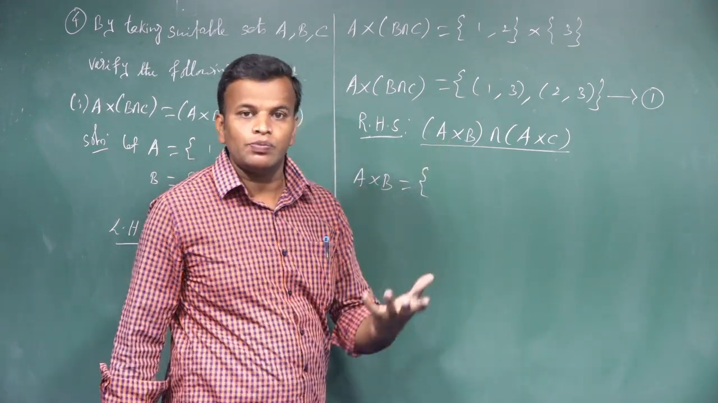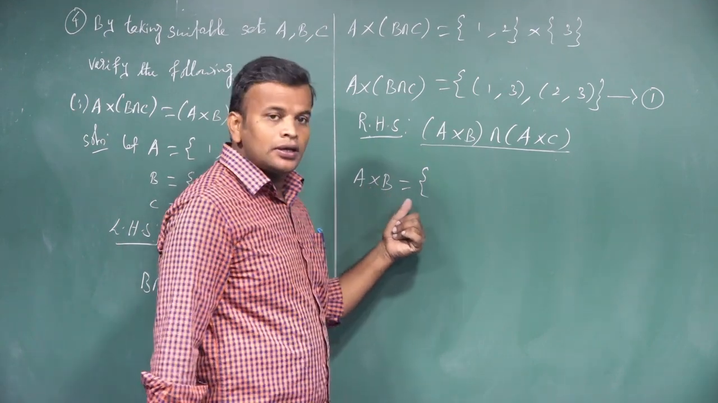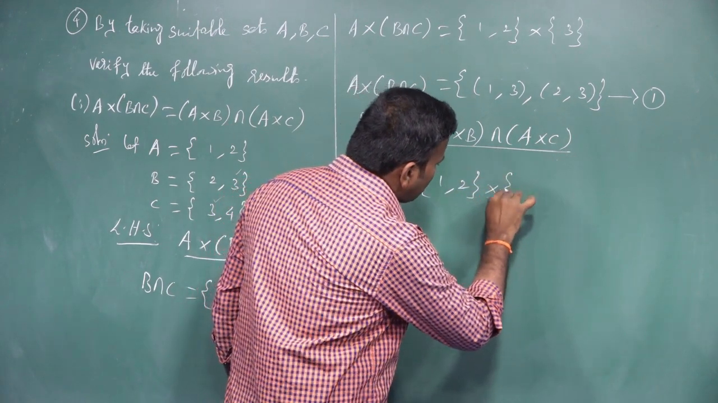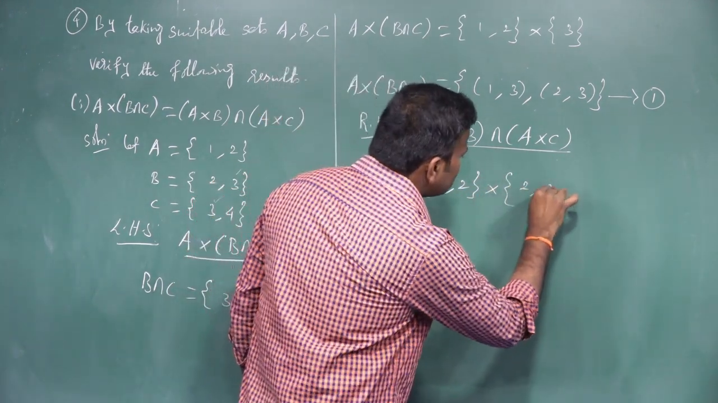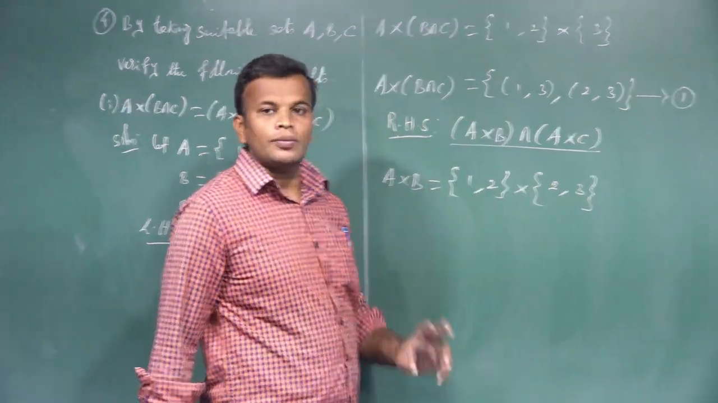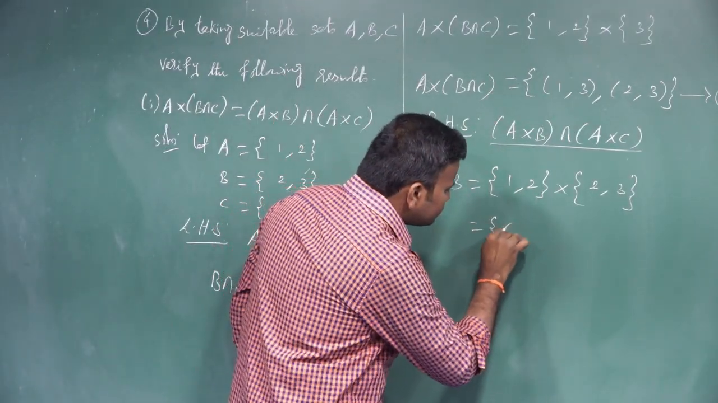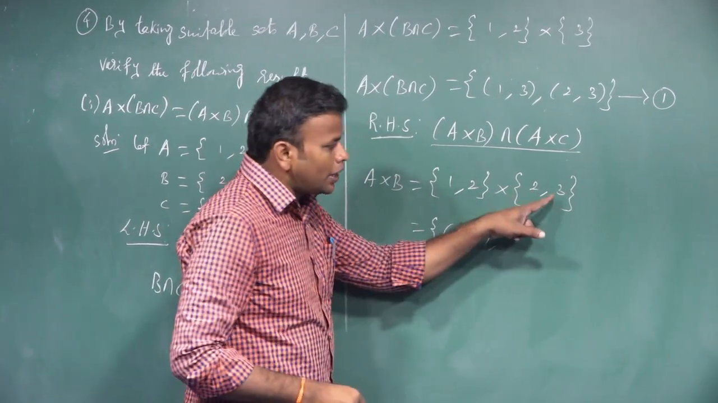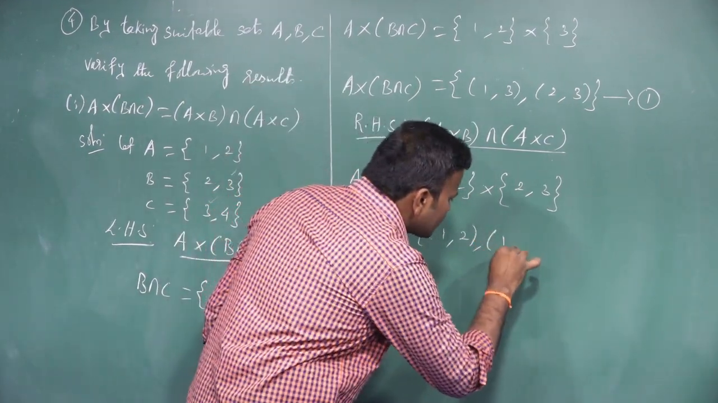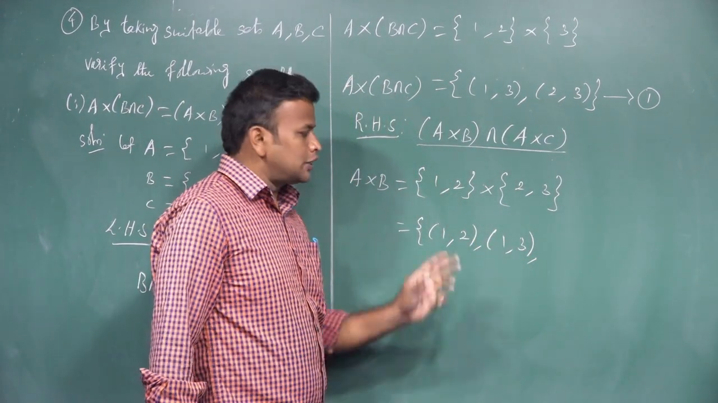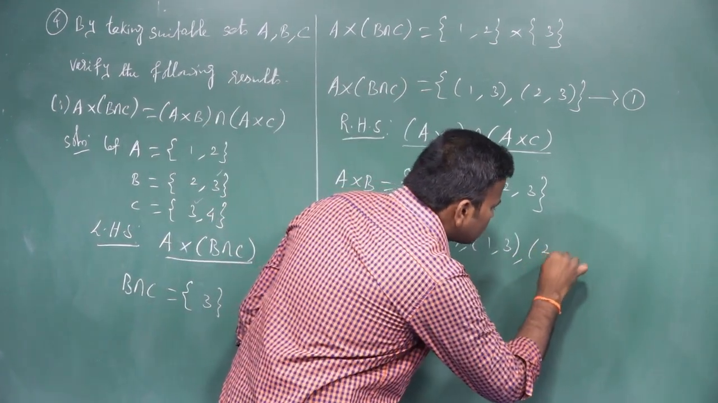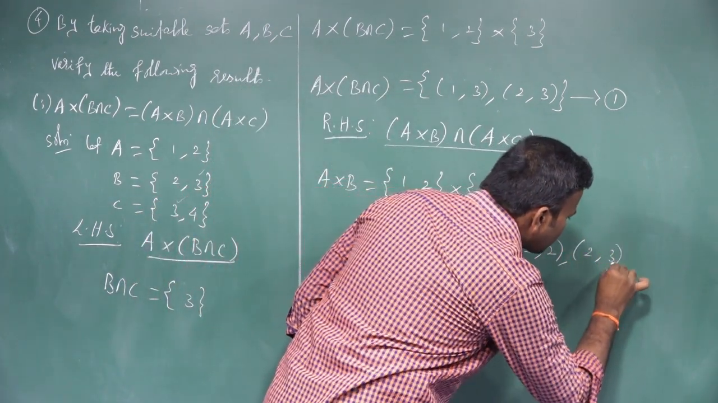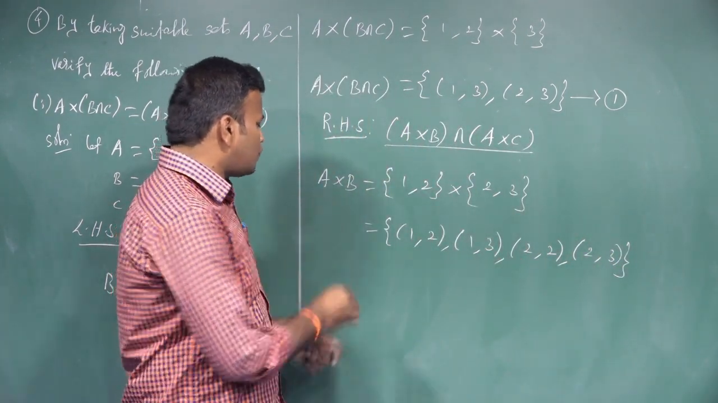A cross means the Cartesian product. So the Cartesian product of A and B. What is the value of A? The value of A is {1, 2}, cross the value of B, which is {2, 3}. Now we write it in Cartesian form. Working rule: 1 with 2, one more element is there, so (1, 3). Next we move to the element 2: (2, 2). Next (2, 3). So this is the value of A cross B.